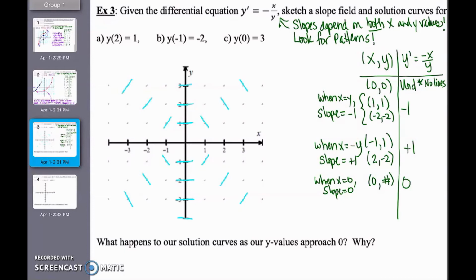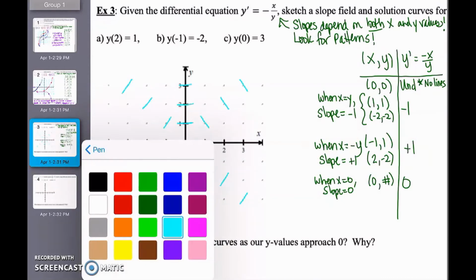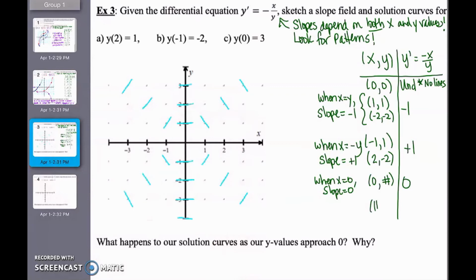All right, well, what about when y is 0? Okay, let's look at that pattern next. So if I've got an ordered pair, some number comma 0, I know that all of those slopes are going to be undefined. And again, that means no lines on my graph, because when y equals 0, we're dividing by 0, and our slope is going to be undefined. So we are not going to have any sort of slope segments along our x-axis when our y values are 0.